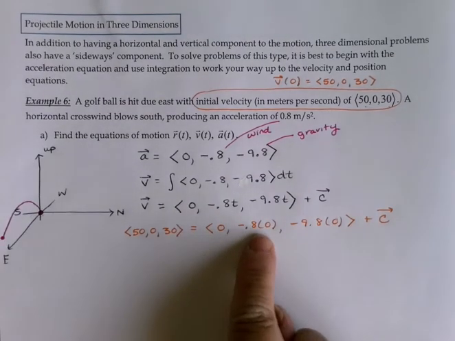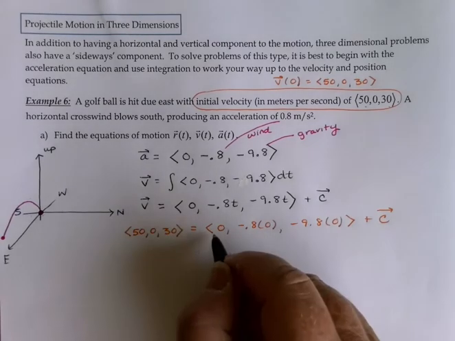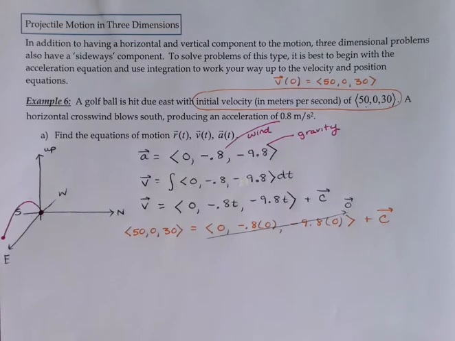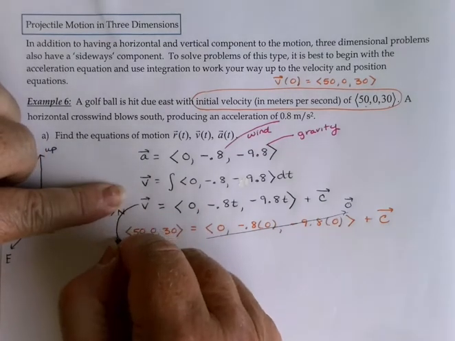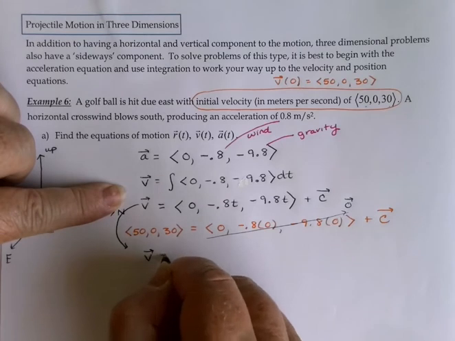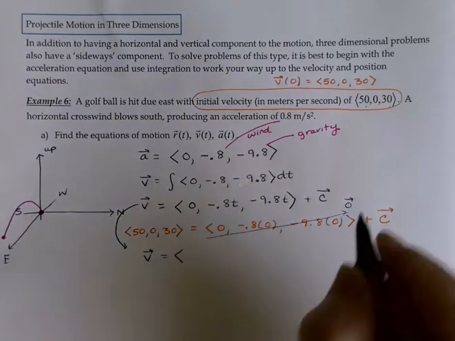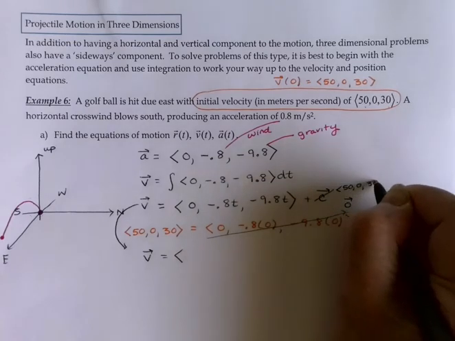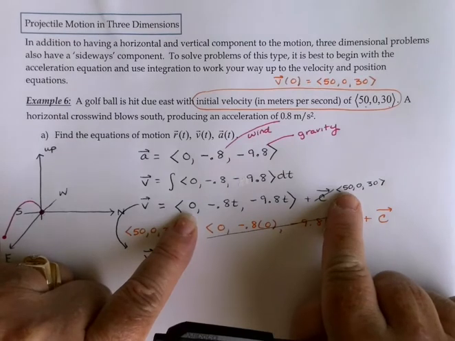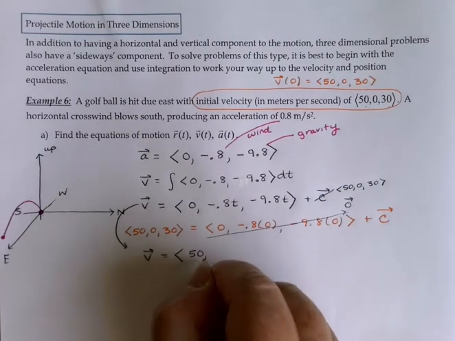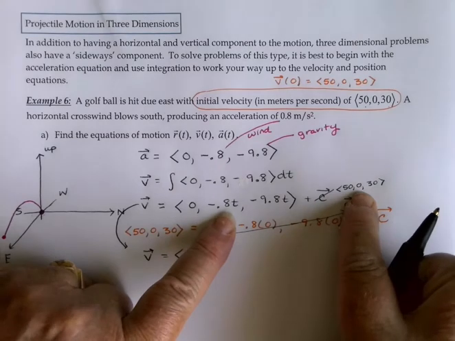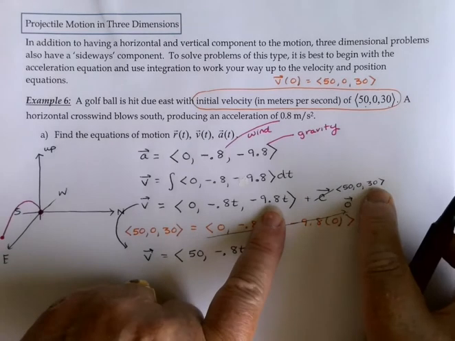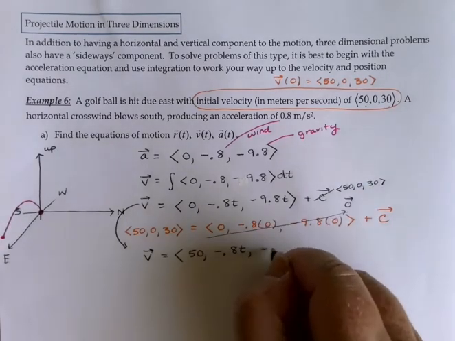And of course, this entire vector becomes 0. So the constant is just 50, 0, 30. Let's go back and rewrite the whole velocity equation then, plugging in 50, 0, 30 for c. So my x component will be 0 plus 50, or 50. And the y component is going to be negative 0.8t plus 0. And the z component, negative 9.8t plus 30.